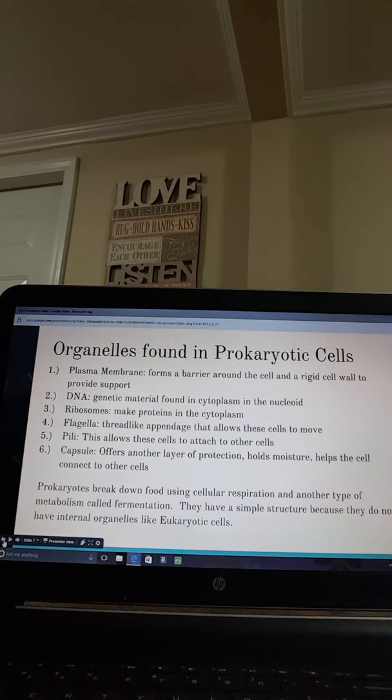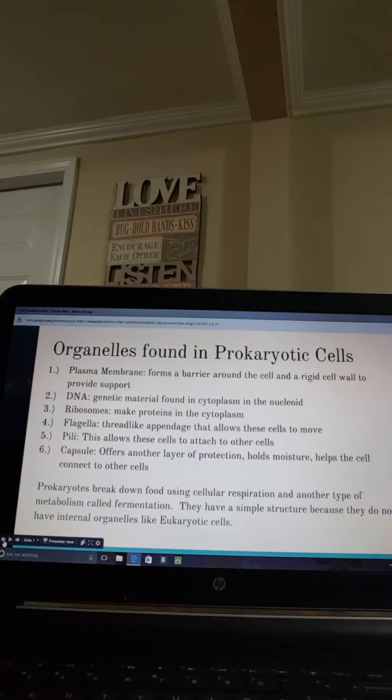It's located on the outside of the cell. I kind of think of a caterpillar that has legs, so it allows for movement. The pili allow the cells to attach to other cells. And then the capsule offers another layer of protection, holds moisture, and helps the cell connect to other cells. The capsule is like the very outside layer of the prokaryotic cell.